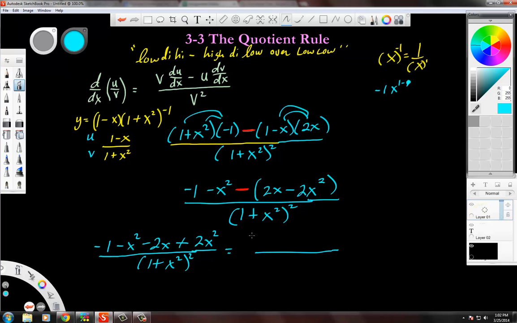So now let's also try to put this in descending order, starting with the biggest exponent and going down. So I got plus 2x squared here and minus 1x squared here. So that's going to be x squared. The x terms have no friends, so it's just going to be minus 2x minus 1 over 1 plus x squared squared. Okay, and this I think is perfectly fine right here for an answer.